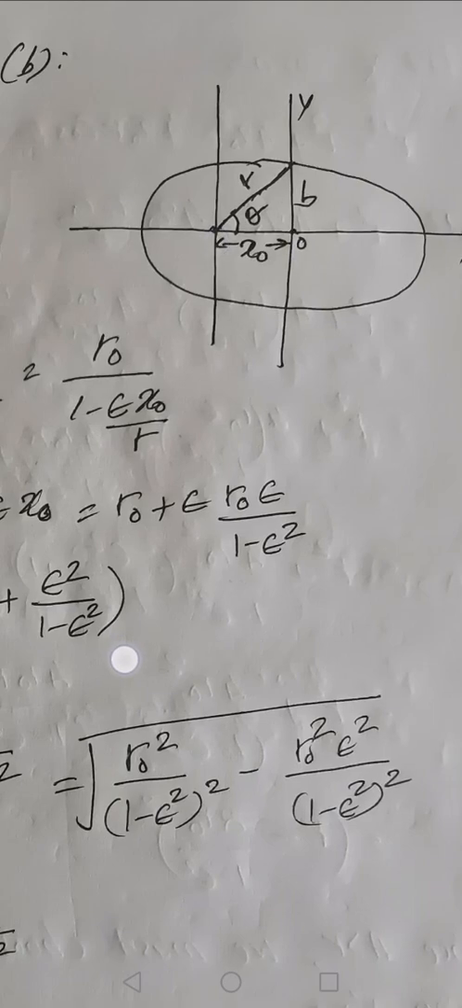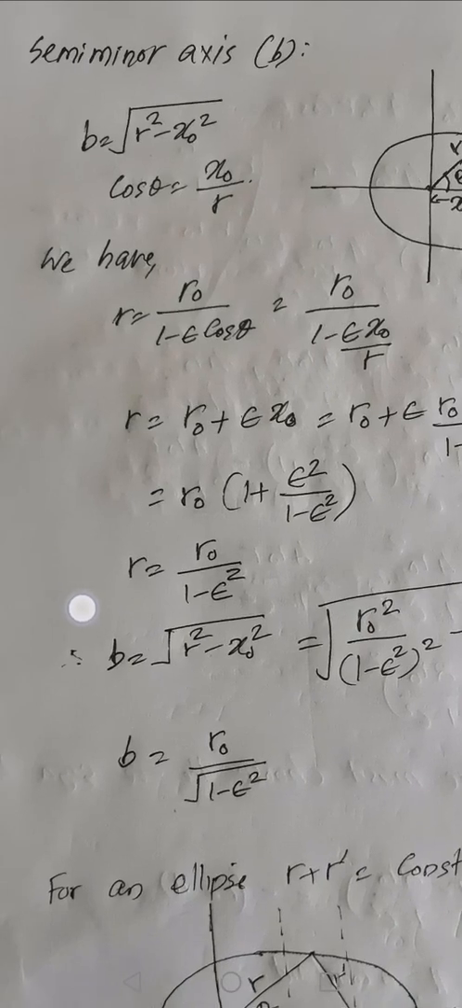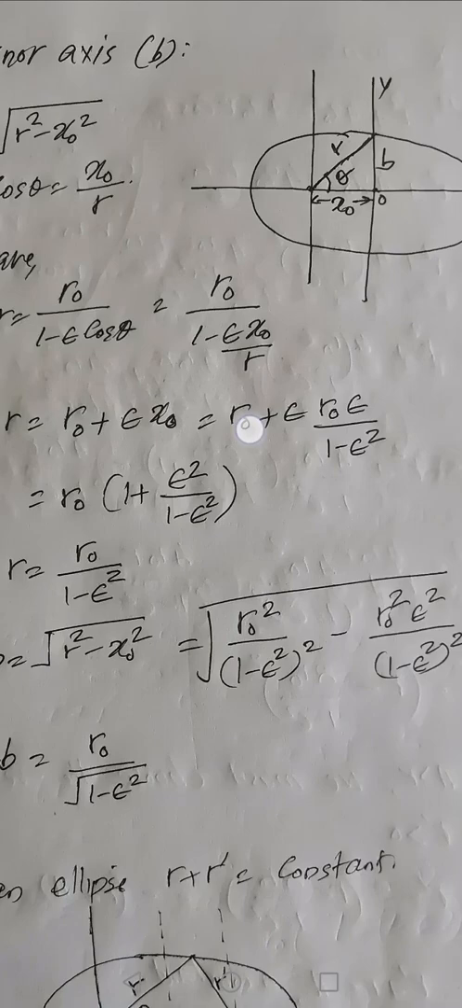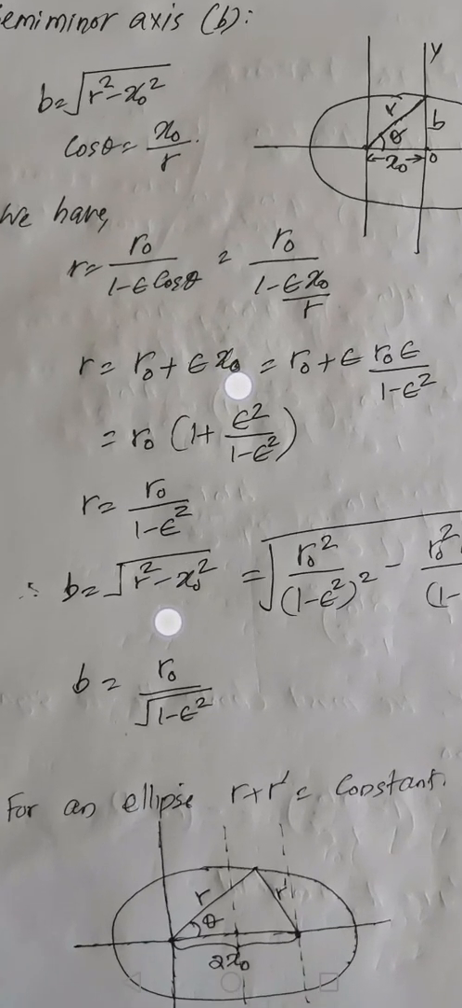So this is x0, this is r, this is b. B is called semi-major axis. So using the Pythagorean theorem, you have x0 square plus b square is equal to r square. From that b is equal to square root of r square minus x0 square. Okay, that is b. Also cos theta is x0 by r. So these are the two equations that you have.